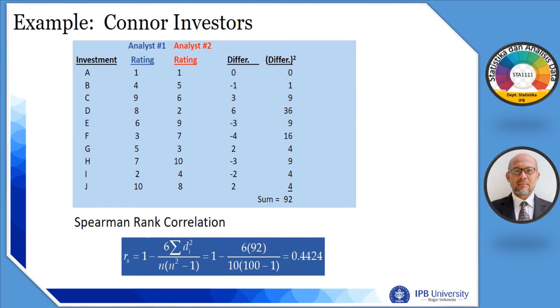So the Spearman rank correlation you can calculate with this formula: 1 minus 6 sigma d_i square divided by n times (n square minus 1). So you get here 0.4424.